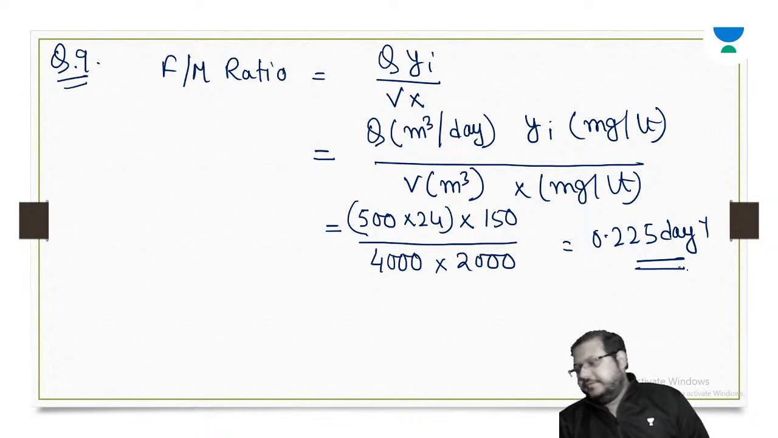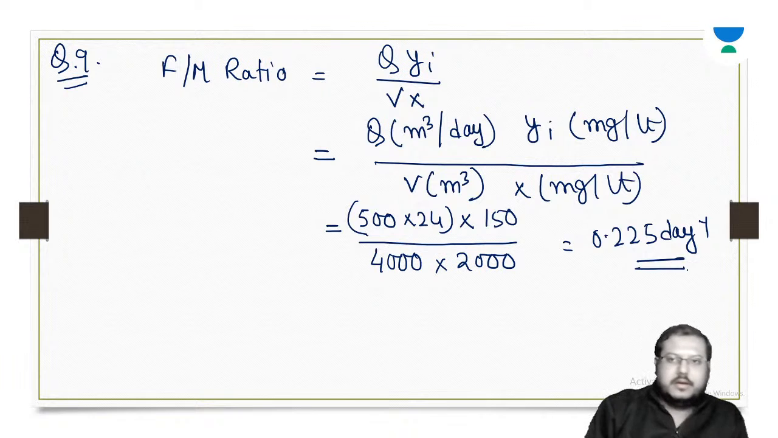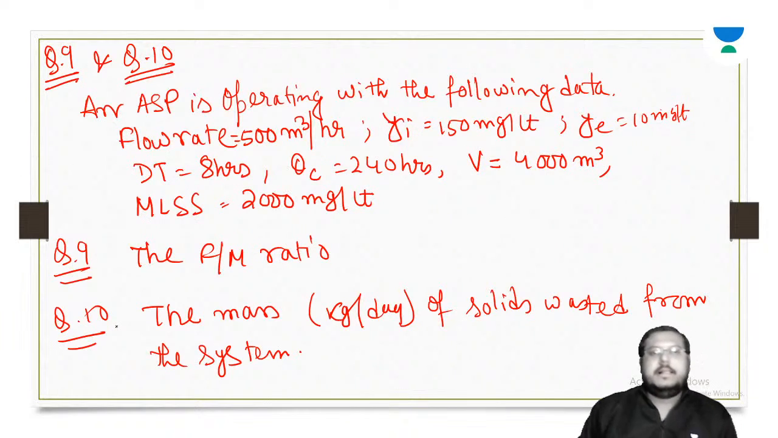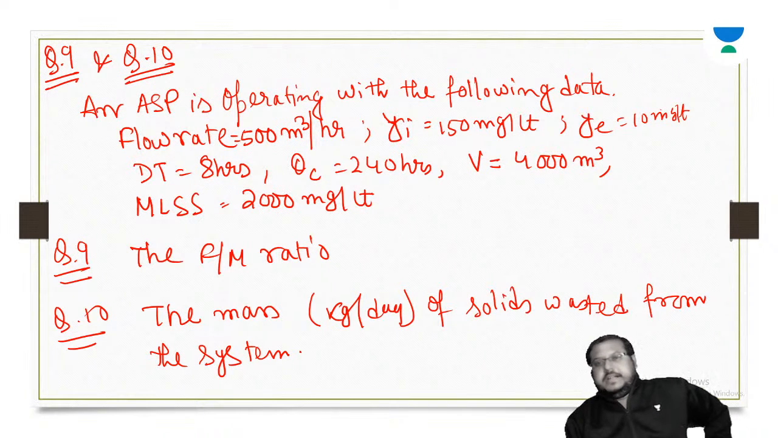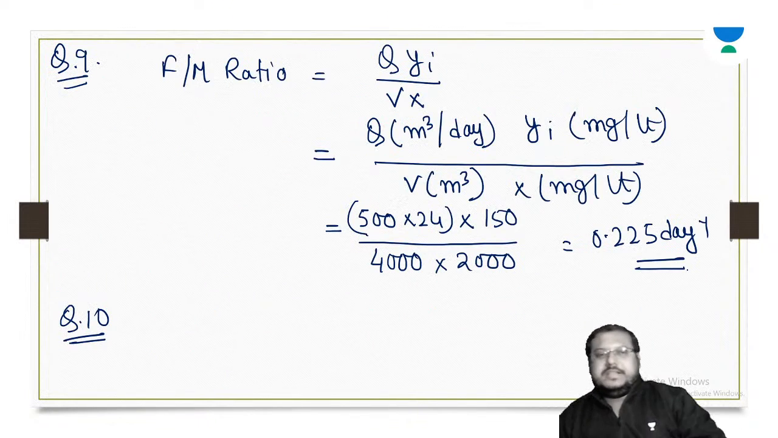0.225 day inverse will be your answer. Now question number 10. What have they asked? The mass in kg per day of solids wasted from the system. Now there is no direct formula to find out the mass wasted from the system.